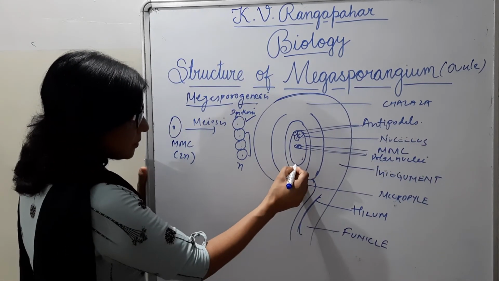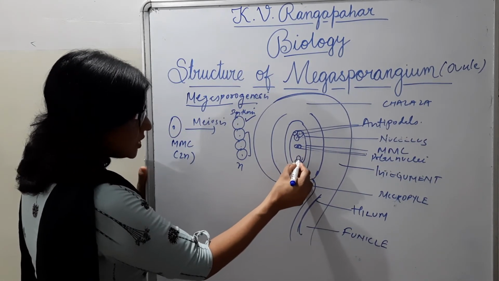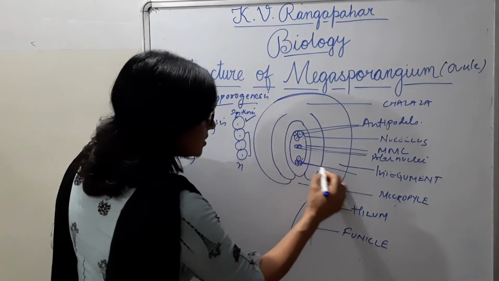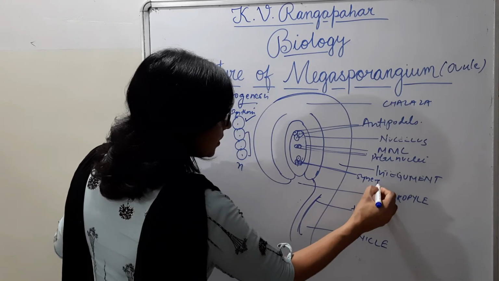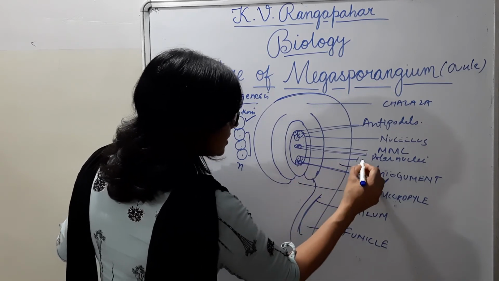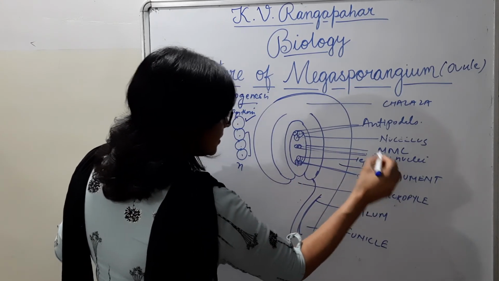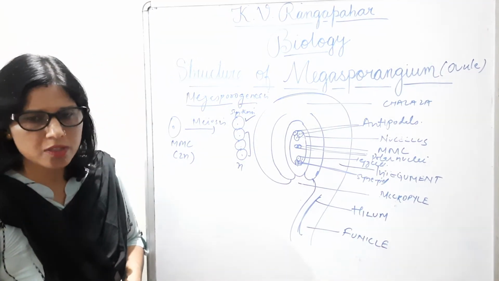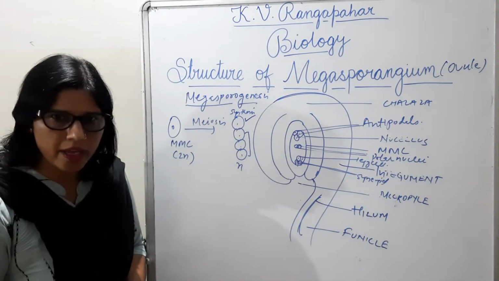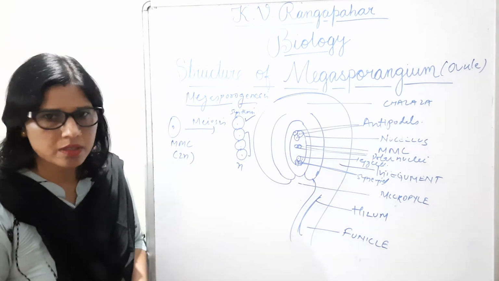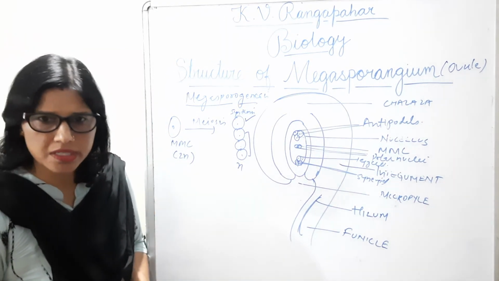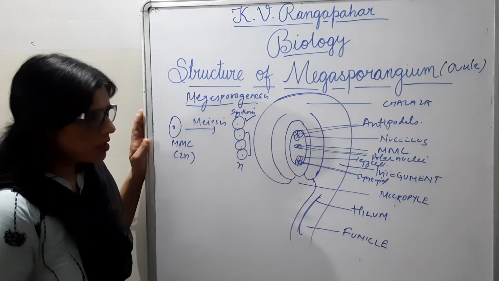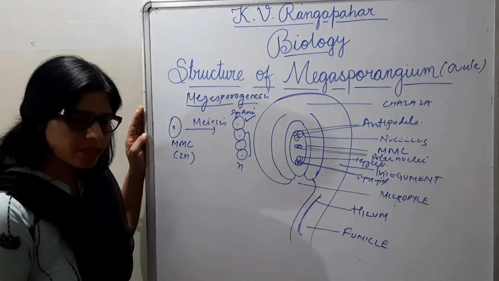Towards the micropylar end there is presence of 3 cells. Out of these 3 cells, 2 will be called as synergids and 1 will be called as egg cell. So this is that same egg cell which is also called as ovum or the female gamete, which will fuse with the male gamete and forms the zygote. So this is about the development of embryo sac which takes place inside the ovule.